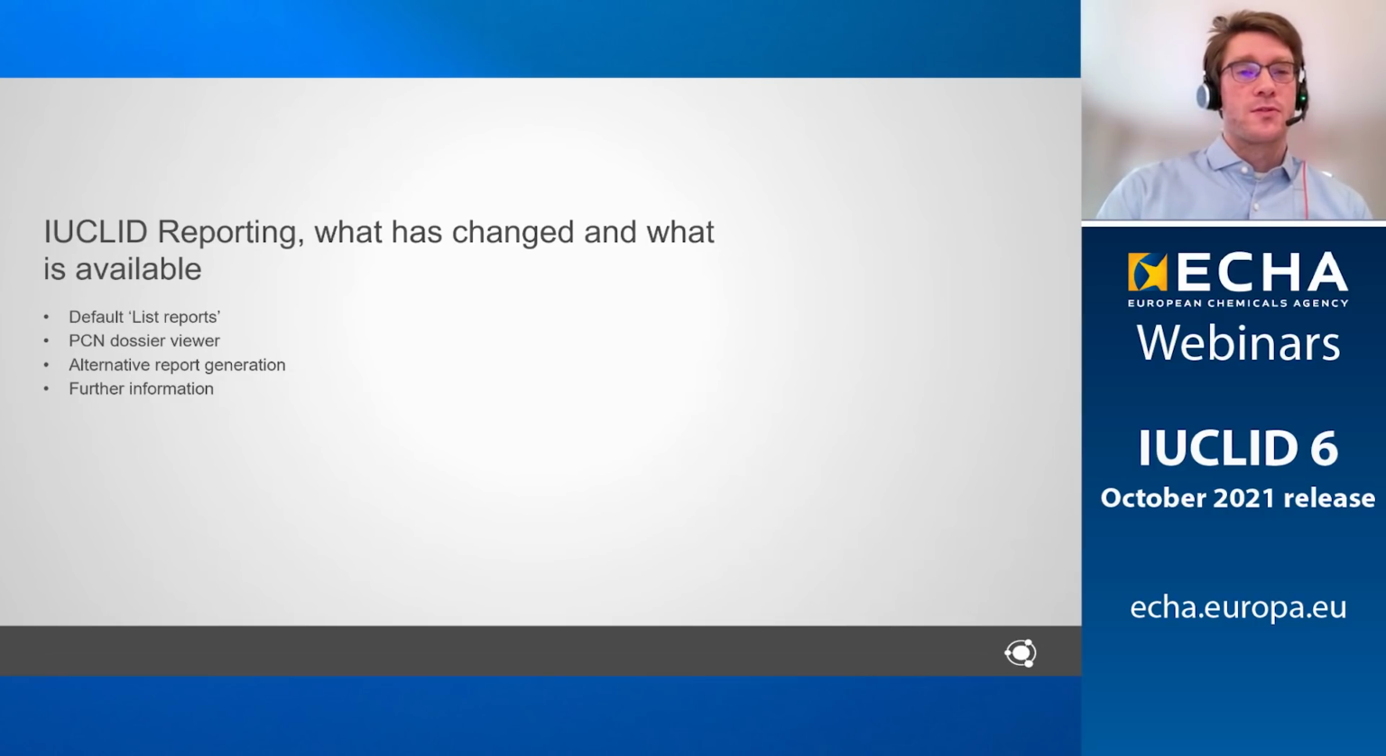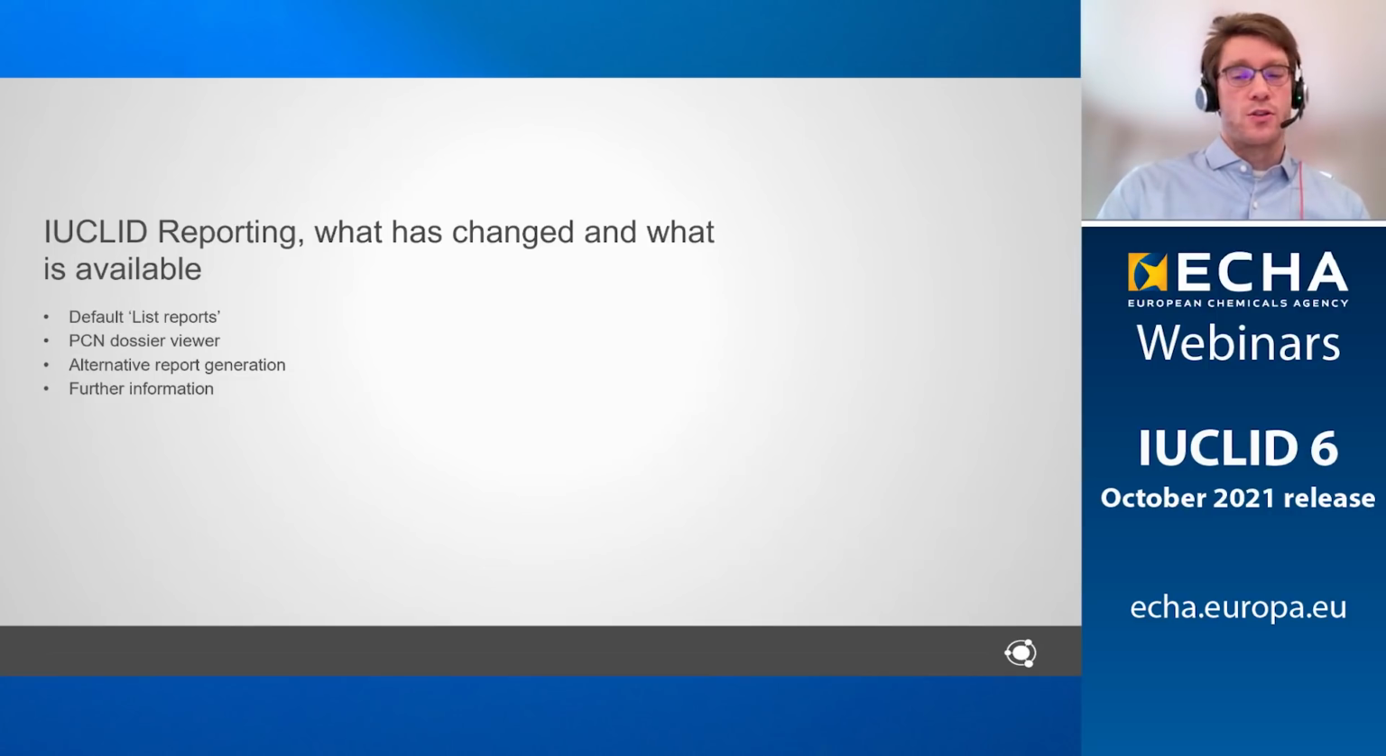I work in the European Chemicals Agency in the Euclid team, and for this part of the webinar, I will take you through the Euclid report generator and what has changed and what is available. In particular, I will take you through what's changed in the set of default reports we offer. I will take you through what has changed in the PCN dossier viewer as well. I will also indicate an alternative approach to report generation, as well as provide you with some further information from the Euclid reports page.